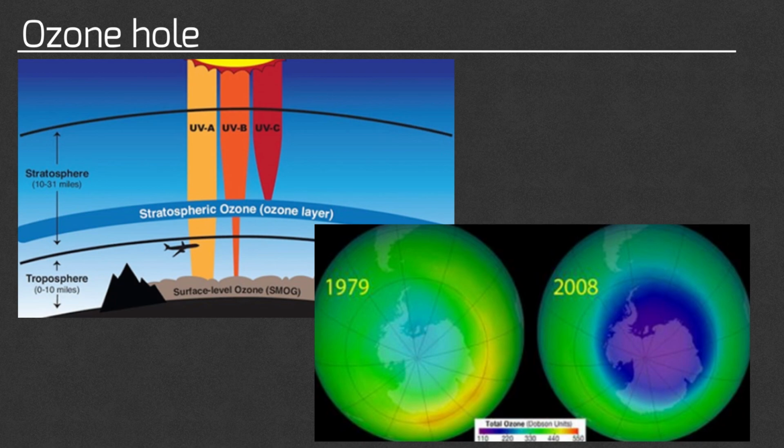We can use HCFCs, hydrochlorofluorocarbons, and HFCs, hydrofluorocarbons, which are less dangerous than CFCs as they have fewer chlorine atoms in them, therefore a lower ability to form chlorine radicals. So these are being used as temporary alternatives until safer products are developed.